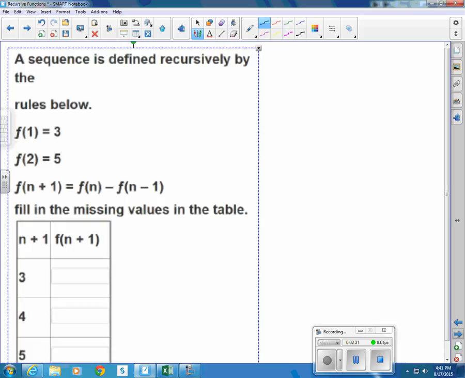Okay, now this one is written a little bit different. To find the next one, you go to the one before it, and you subtract the one before that. So it pretty much does the same thing, but it's just written a little different. So to get the third one, you go to the second one again, and you subtract the one before it, which is the first one, and so we get a 2. And so for the fourth one, we go to the third one, which is a 2, and you subtract the second one, which is a 5, and so that would be a negative 3.